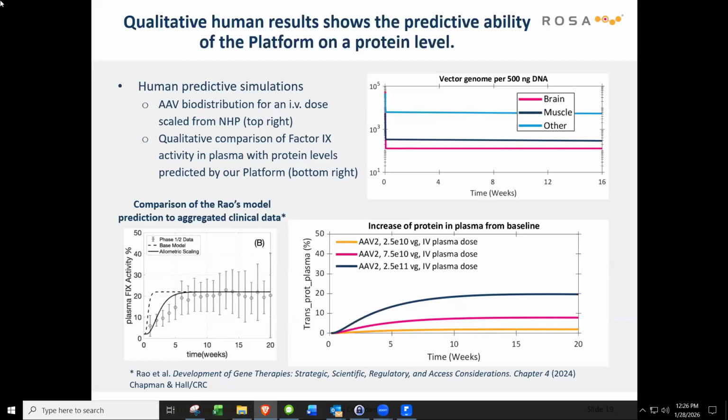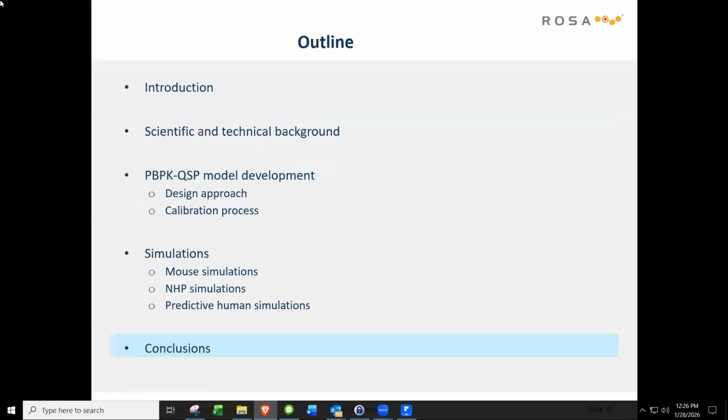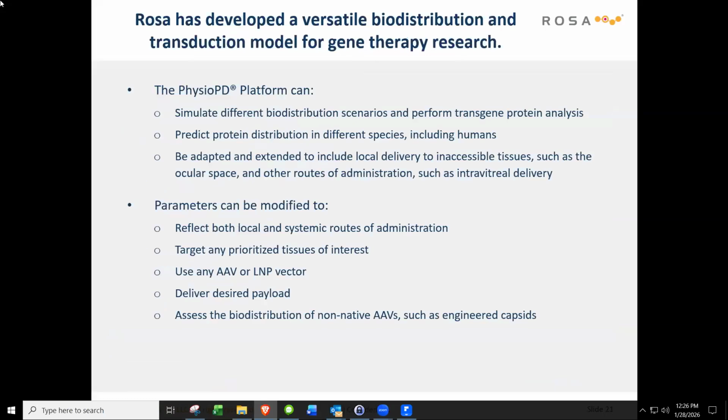So it's a different study, with a different goal in the project, but we wanted to compare by using similar parameters, or similar orders of magnitude of parameters, that they use to predict these protein levels in plasma. We used similar parameters in our model, and we got qualitatively similar dynamics, and we represent here different doses. The higher the AAV dose, the higher the transgene protein concentration in plasma.